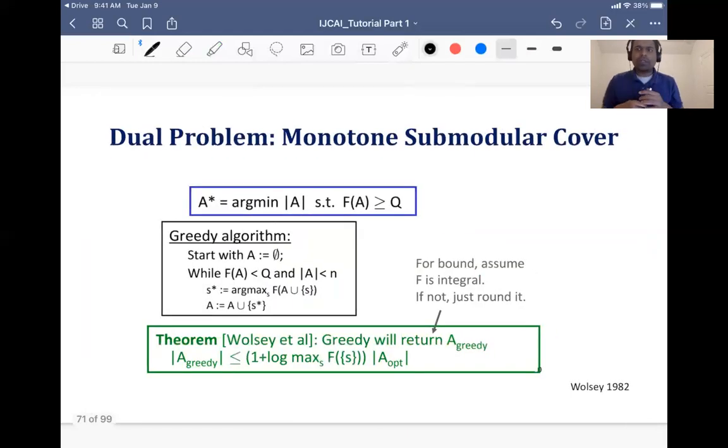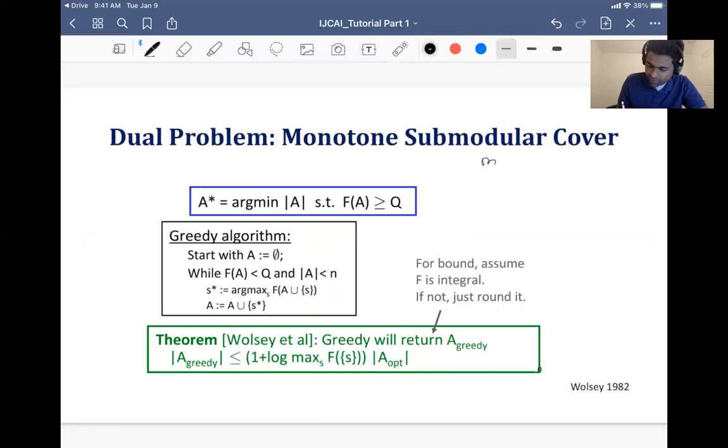All right. So now we'll talk about a slightly different problem, which is known as submodular set cover, right? And in the submodular set cover, what I'm doing is that I'm actually flipping my objective function.